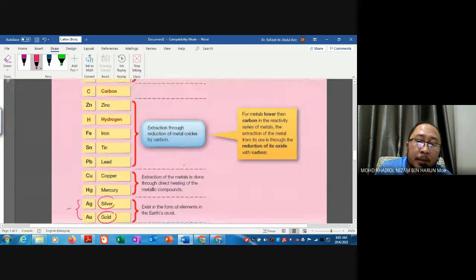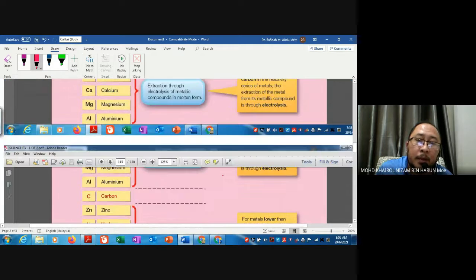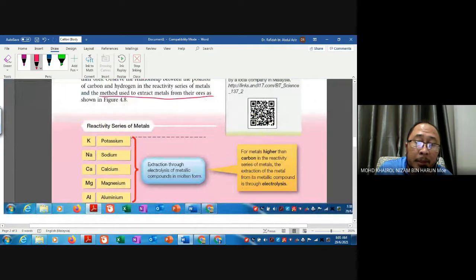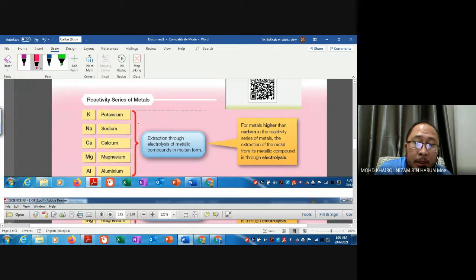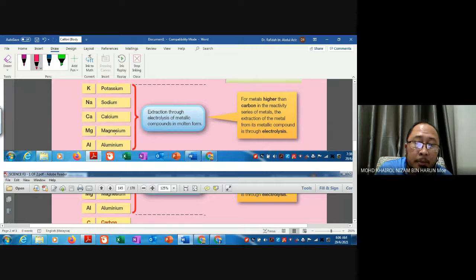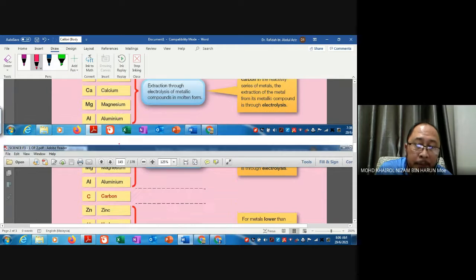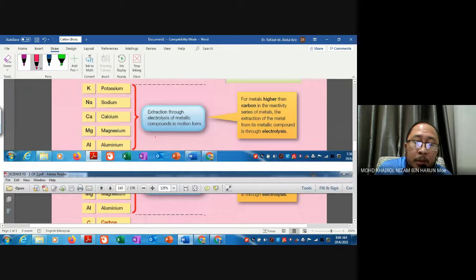So based on the reactivity series, we can do like this. Based on your textbook, for the metals of the upper position, potassium, sodium, calcium, magnesium, aluminium, okay, until aluminium, the method of extraction that is used is through the process that we call electrolysis.